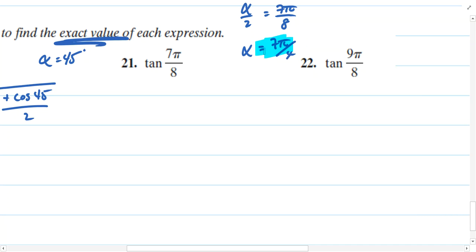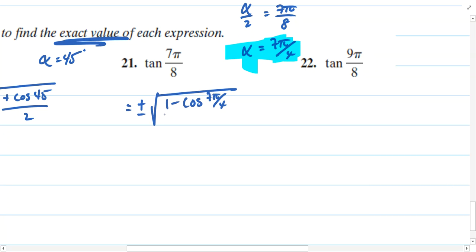And this is a value that we understand from inside of our unit circle, and we'll be able to utilize that with the half angle identity. Now, tangent is equal to either the positive or negative square root of 1 minus cosine of alpha, which we're saying is 7 pi over 4, over 1 plus the cosine of alpha.